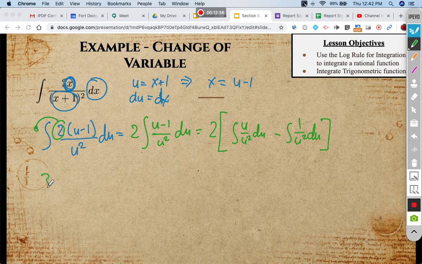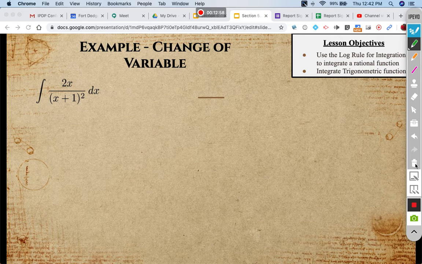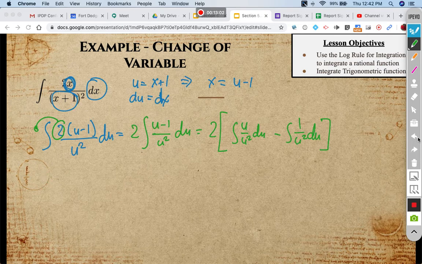Which we can re-look at. This is just 1 over u du. That's one easy to deal with. This is u to the negative 2 du. Again, that's easy to deal with.